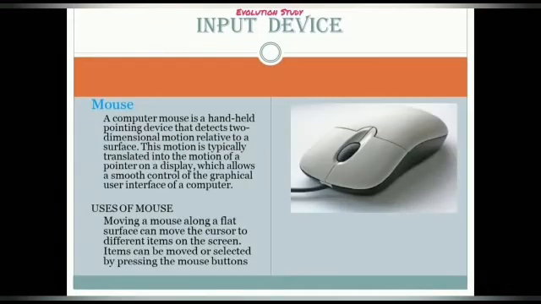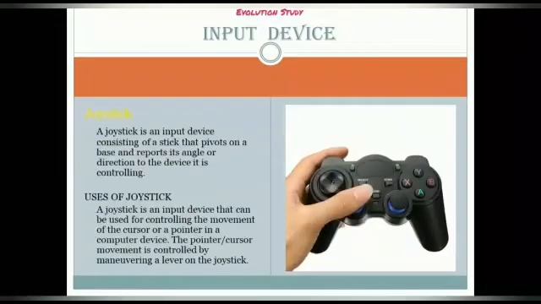Mouse. A computer mouse is a handheld pointing device that detects two-dimensional motion relative to a surface. This motion is typically translated into the motion of a pointer on a display, which allows a smooth control of the graphical user interface of a computer. Uses of a mouse. Moving a mouse along a flat surface can move the cursor to different items on the screen. Items can be moved or selected by pressing the mouse buttons.